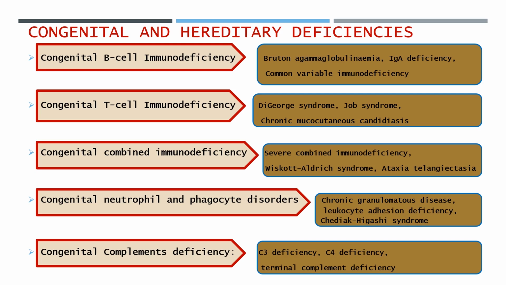Concerning the congenital T cell immunodeficiencies, the very important or common examples are DiGeorge syndrome, Job syndrome, and chronic mucocutaneous candidiasis. DiGeorge syndrome is a genetic disorder, usually of autosomal dominant inheritance. What usually happens is that there is a hypoplastic or absent thymus and parathyroid gland. In this group of patients, they usually have hypocalcemia because of the absence of the parathyroid gland. And because of the hypoplastic thymus, they usually have low levels of T cells.